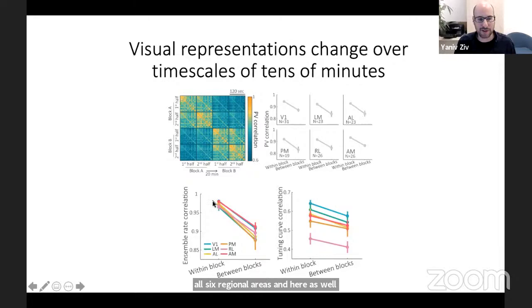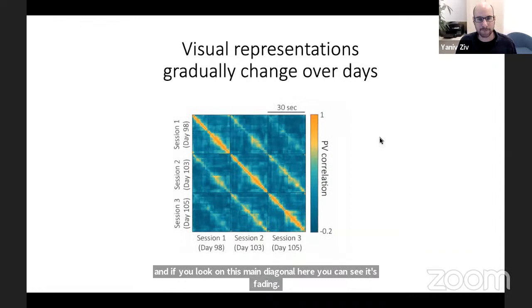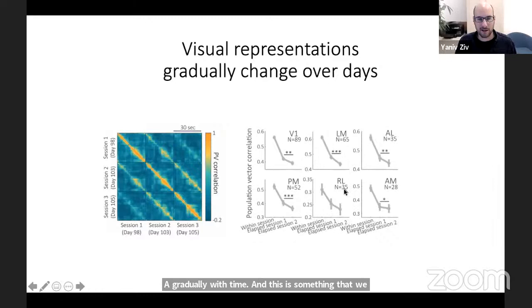And what I showed you here was for timescales of tens of minutes. We see it also now, switching to the calcium imaging data, over timescales of days. So here I'm showing you the population vector correlation matrix for one example mouse in V1 that was presented with the same movie on three different sessions that occurred on different days. If you look at this main diagonal here, you can see it's fading gradually with time. And this is something that we again see in all cortical visual areas, this gradual change over days, suggesting representational drift occurs over time, because it's spanning minutes to days.